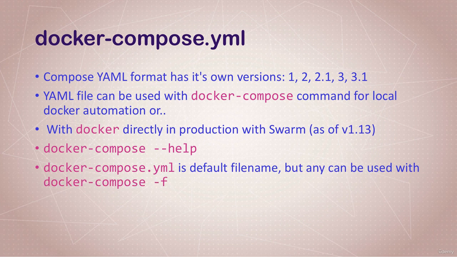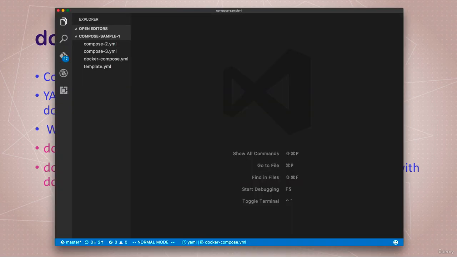And of course, there's great help at the command line with the --help. And as we look at some of the examples, know that the Docker Compose file is the default name, but you can actually use any file name you want as long as it's proper YAML and that you use the -f to specify which file you're trying to use.